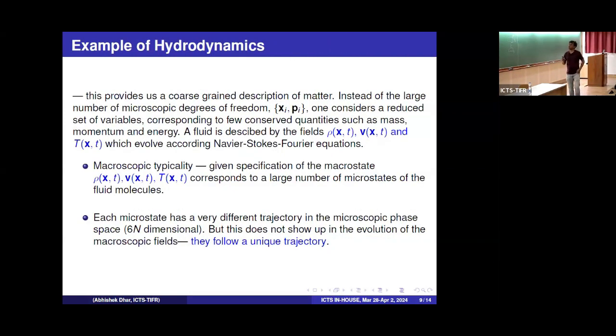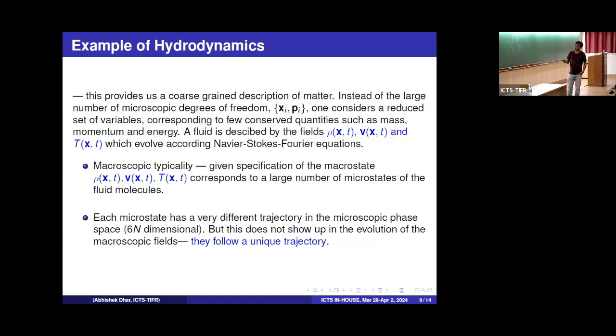Okay, so the other example is hydrodynamics. A coarse-grained view of matter is based on hydrodynamics, where instead of looking at all the molecules in a room, we just look at a few macroscopic fields like the density field, velocity field, and temperature field. This is what people talking about fluids have been discussing. And you don't care about what the molecules are doing, okay? It's the same system, but you can have a coarse-grained description.